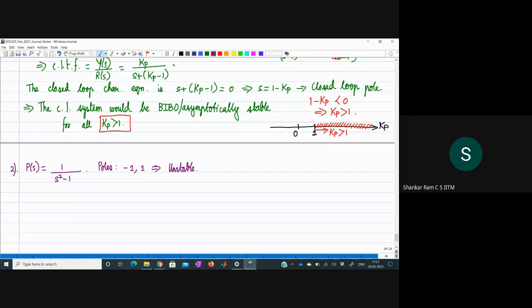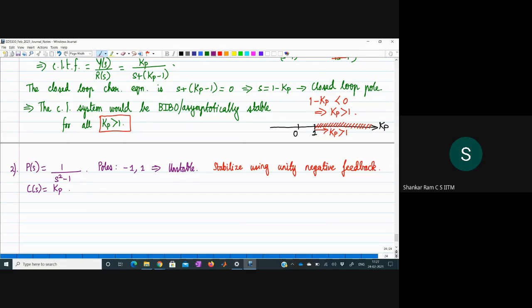So let us once again try to see whether we can stabilize this unstable system using, to begin with, proportional control. So let's say we take C of s to be equal to Kp. Once again, unity feedback, right? So we are trying to stabilize using unity negative feedback. Once again.